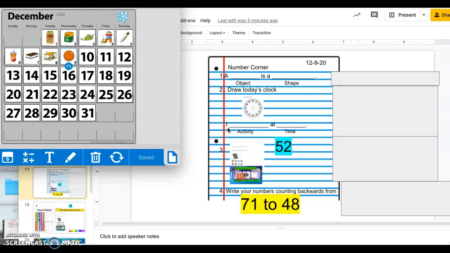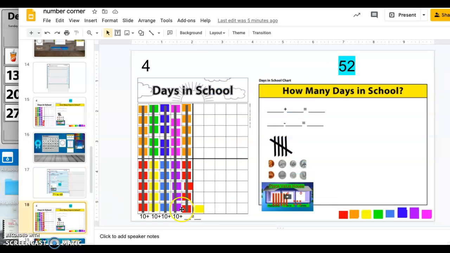Alrighty, so now when we look at the number of days we've been in school, as of yesterday we were in school for 51 days. We have been in school for one more day. So we had 51. One more than 51 is 52. So now we've been in school for 52 days.